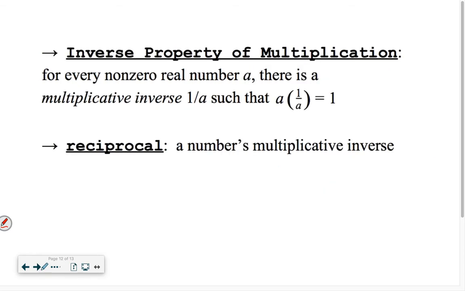Alright, last vocab here. The inverse property of multiplication. This is essentially reciprocal. So for every non-zero number, there is a multiplicative inverse, 1 over that number, such that when you multiply them, you'll get back to 1. In other words, a number times its reciprocal will equal 1. Okay.